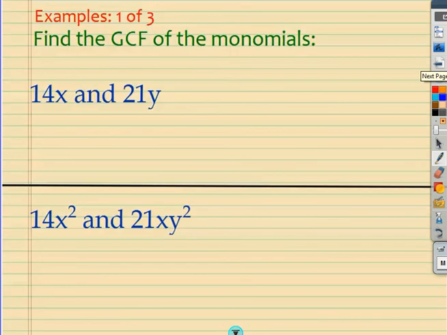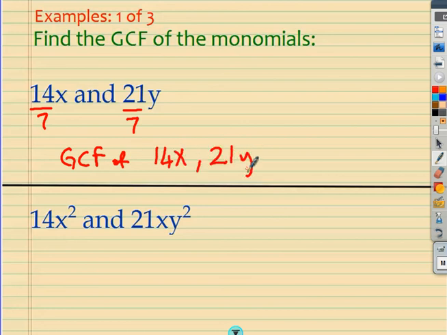If I am trying to find the greatest common factor of two monomials, I'll try to see if there are any common numbers that divide both of them, and if there are any common variables that divide both of them. Both 14 and 21 can be divided by 7. So I can say the greatest common factor of 14x and 21y is 7.